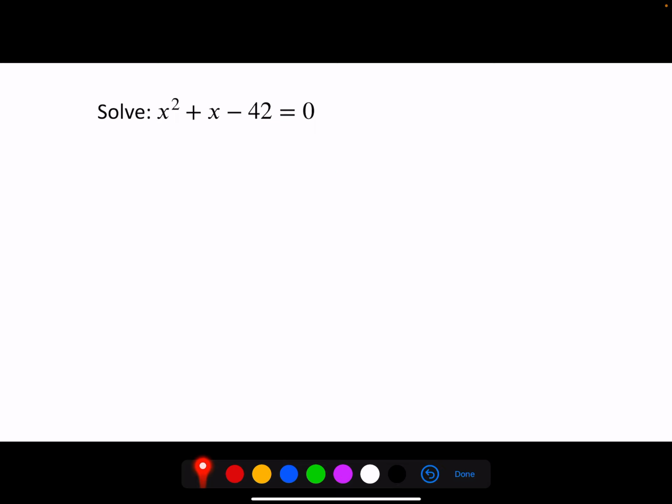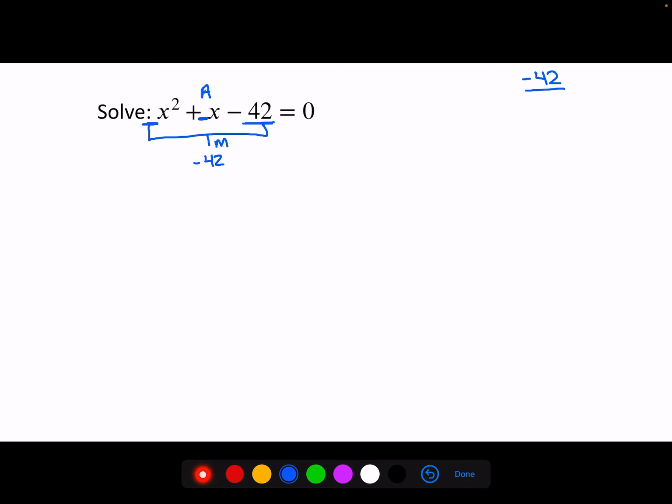Next up, we have this problem. Go ahead and pause the video if you'd like and try this one out on your own, and then we'll work through it together. Looking at this one, we're going to do the same exact steps. I take my a value, which is 1, multiply it by my c value, which is negative 42, which gives me negative 42. So I want to find numbers that add to be 1 and multiply to be negative 42.